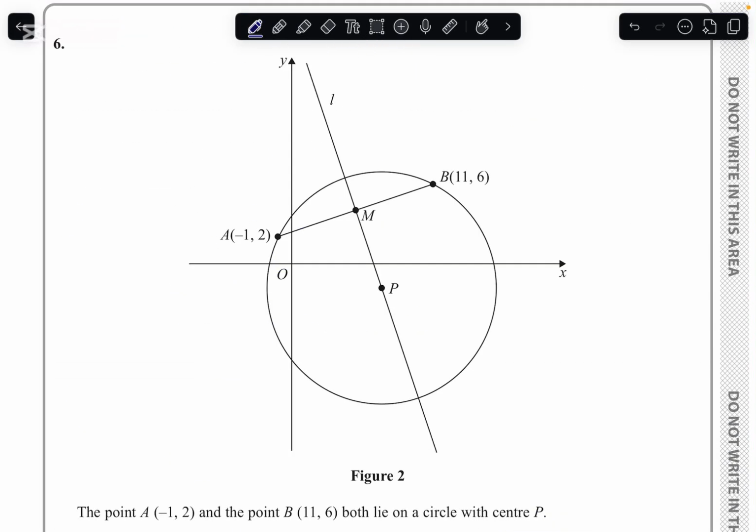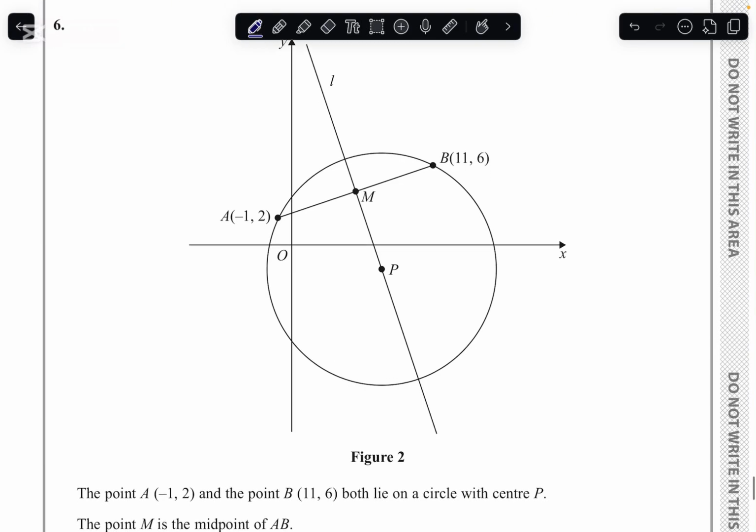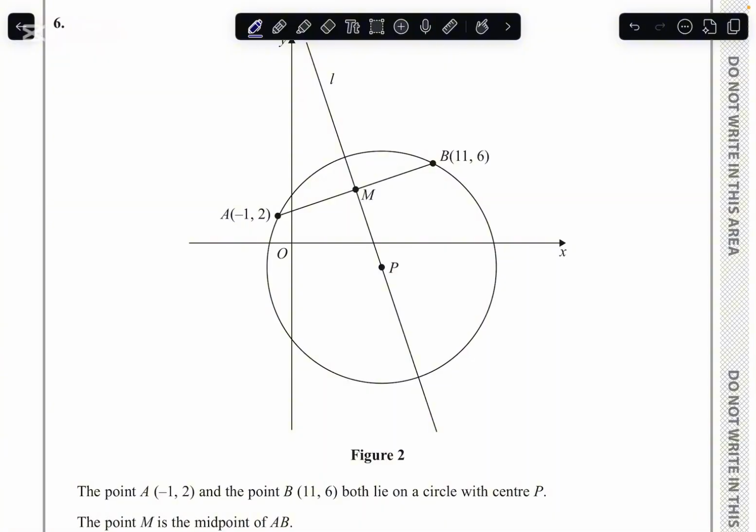In question 6, we are shown a diagram with a circle, a diameter, and a chord. It says that the point A has coordinates minus 1, 2, and the point B has coordinates 11, 6. Both lie on a circle with a center P, and point M is the midpoint of AB.